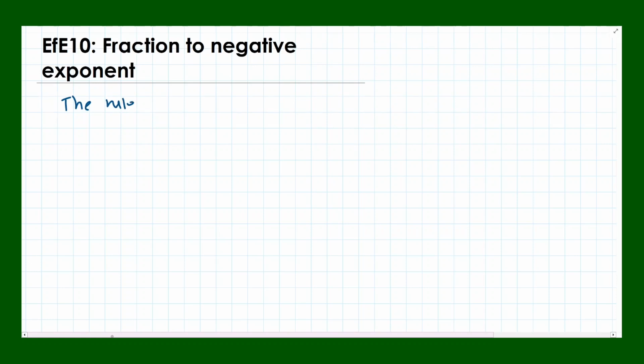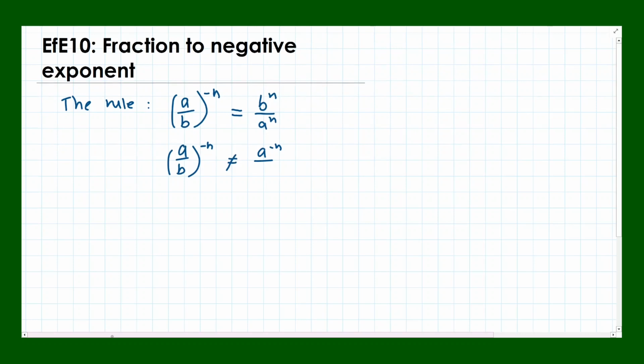the rule is. Okay, so we've got a over b, and all together we're going to raise it to the negative n power. The rule says that this is going to be b to the n over a to the n. And again, just like in the previous videos, I really want to draw your attention to that (a over b) to the negative n is not equal to a to the negative n over b.